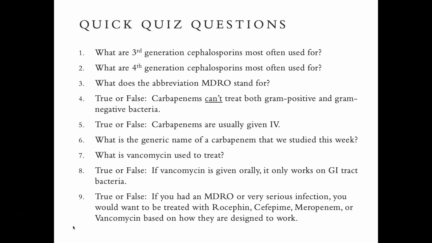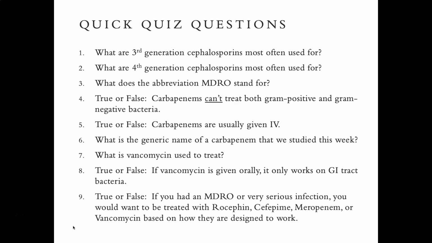What does the abbreviation MDRO stand for? True or false, carbapenems can't treat both gram-positive and gram-negative bacteria. If you're not sure about that with carbapenems, go back and look. True or false, carbapenems are usually given IV. What is the generic name of a carbapenem that we studied this week? It's the only one that we studied under carbapenem. What is vancomycin used to treat? True or false, if vancomycin is given orally, it only works on the GI tract bacteria. It only works on GI tract bacteria.